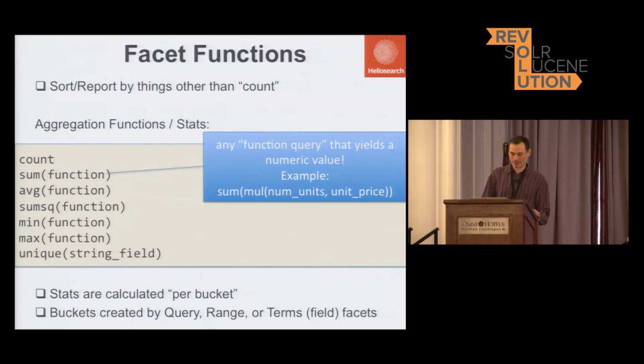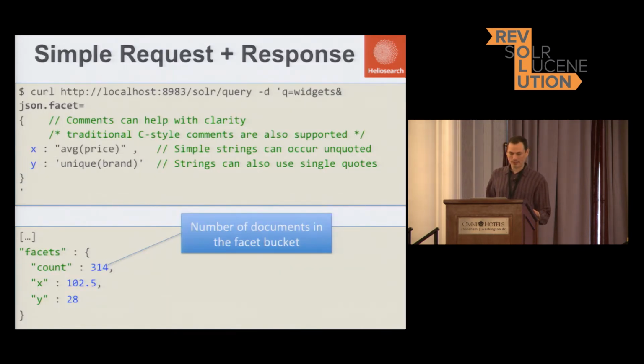So here is the simplest example I could come up with of a request and a response with the new Facet API. It's the full command, so you can see you even have the curl thing up there, and then you say json.facet, that's the new parameter, and then you give it the JSON. And you see we have a bunch of comments and stuff in there too.